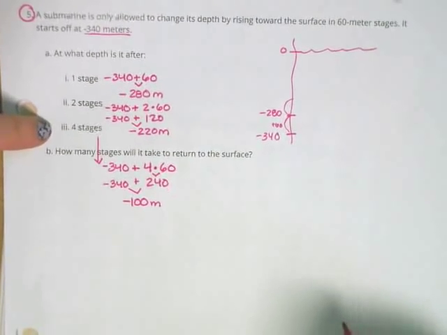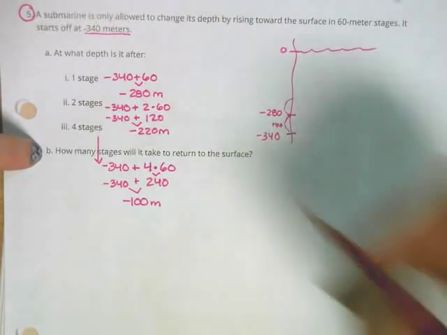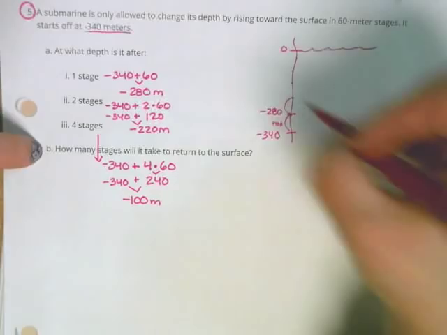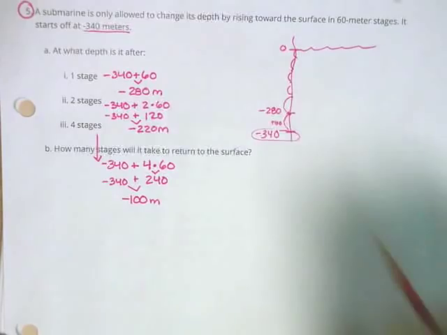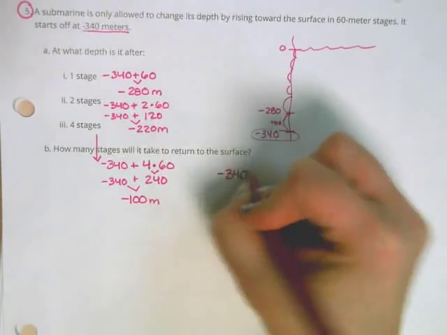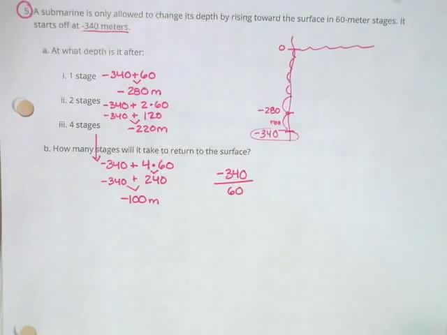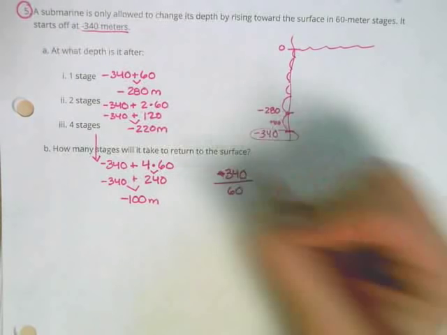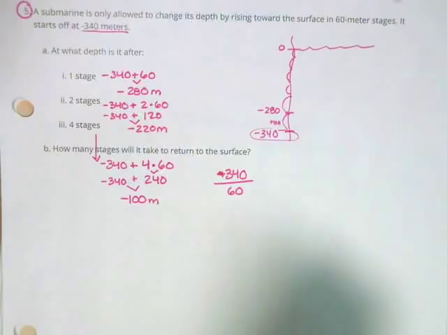So last question, how many stages will it take to return all the way to the surface? Well, how many times am I going to have to go up 60 meters? Basically, we're saying how many 60s fit into my starting depth, negative 340. So negative 340 divided by 60 right here, and actually we can think about it as the positives right there. We don't even have to think about positive or negative because I'm just saying how many 60s fit into 340. Right? How could we divide that and see?